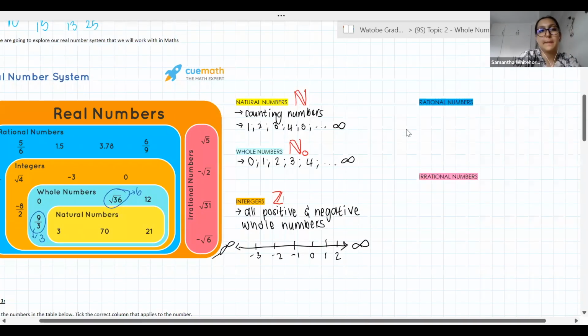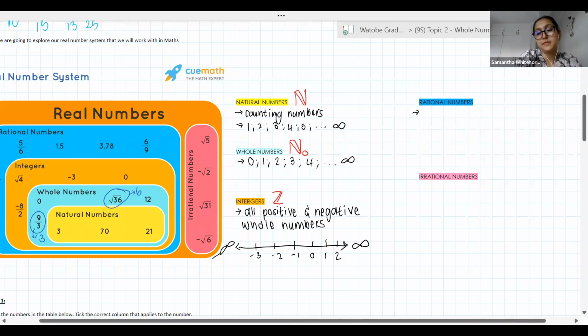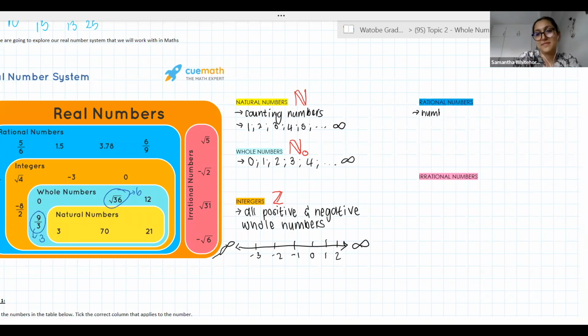So Tato, tell me what a rational number is. A rational number is any number in the form of A over B, where A and B are integers. All terminating and recurring decimals are rational numbers. Perfect. Okay, so I'm just going to summarize that a little bit. The first part of what Tato said, where A and B are integers, basically means numbers that can be written as fractions. So if you can write a number as a fraction, it is a rational number.